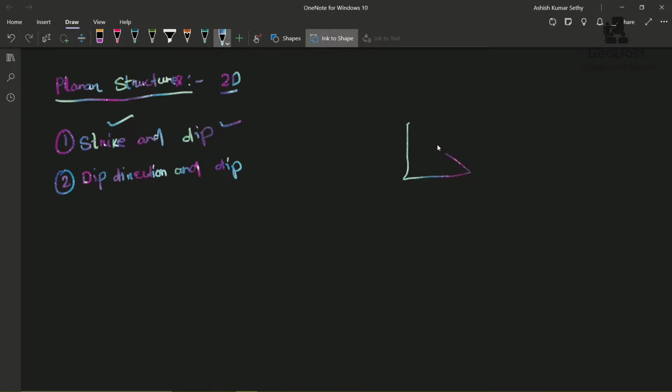Suppose this is a planar structure, and its name is ABCD. What is the strike of this planar structure? I told you yesterday: the strike is the geographic direction of a horizontal line occurring on that structure plane. So for the planar structure ABCD, the geographic direction of any horizontal line on it is called the strike. In this case, the AB direction is the strike.